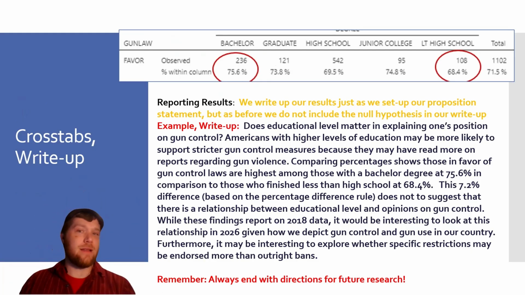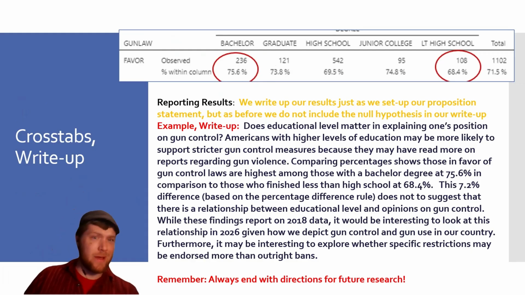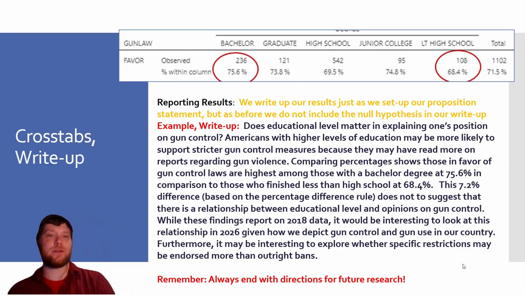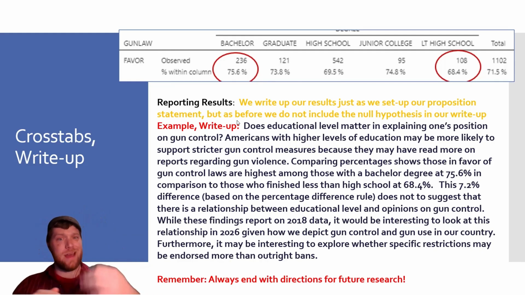Americans with higher levels of education are maybe more likely to support stricter gun control measures because they may have read more reports regarding gun violence. Comparing percentages shows that those in favor of gun control laws are highest among those with a bachelor's degree at 75.6%, in comparison to those who finished less than high school at 68.4%. The 7.2% difference, based on the percent difference rule, does not suggest that there's a relationship between education level and opinions on gun control. All this was things that we already wrote up prior. Now I'm just putting it together.